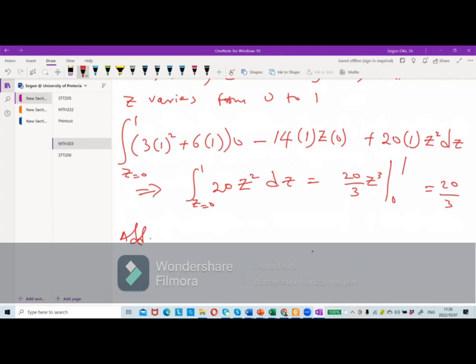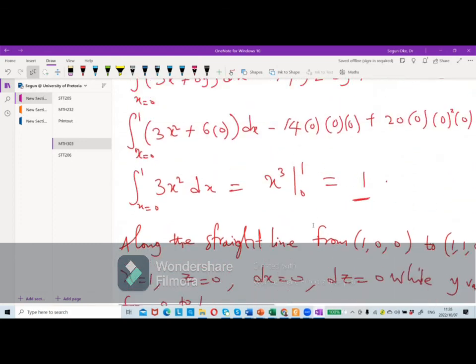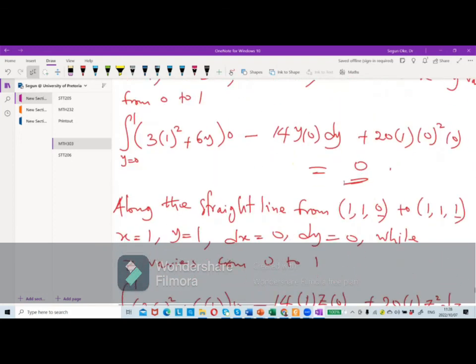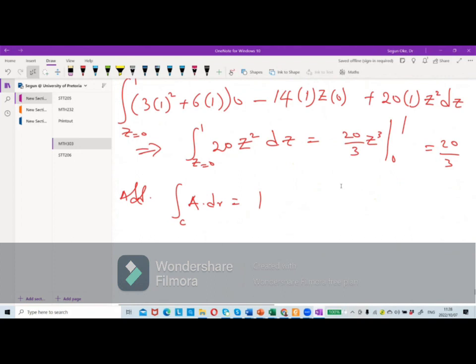So you have to add everything now. When you add everything, the line integral of A dot dR will be 1. Remember, when x varies, we have 1. When y varies, we have 0. We add it together, plus 0 plus 20 over 3. So at the end of the day, the final answer will be 23 over 3. Please don't forget.